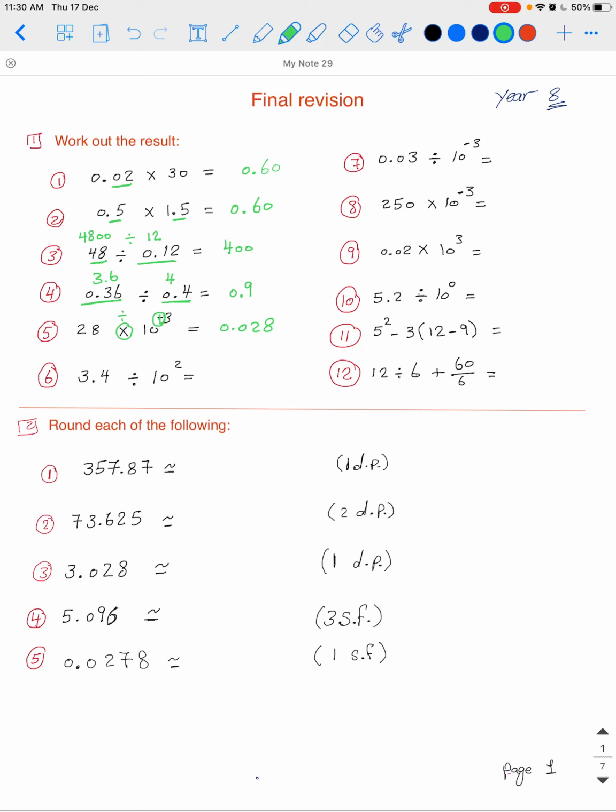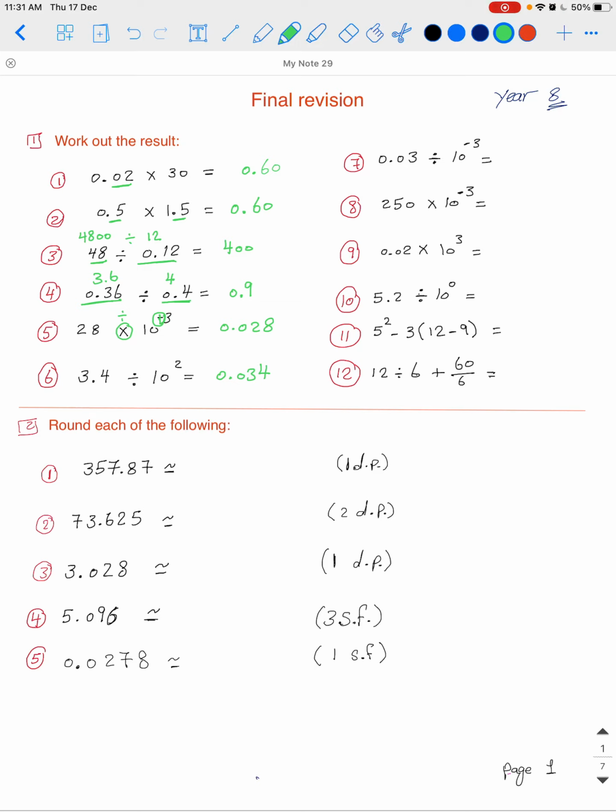Next one, it was division. And I will do division because the power is already positive. 10 power 2 means 100. So 3.4 divided by 10 power 2, it will be 0.034. I will move the point back 2 digits.